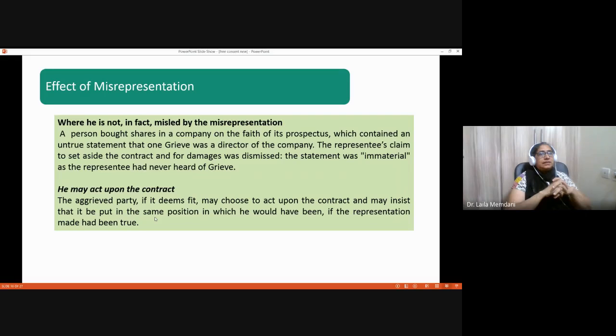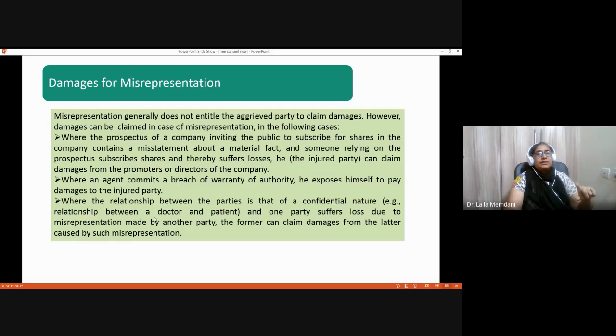Like one person was selling his internet cafe, and he says that there are 20 computers, all are working. He was under the impression that all the computers are in working condition. Now, the buyer, when he buys and checks, finds only 18 were working and 2 were not working. So he can ask the seller to get 2 repaired. That is, he must be put in the same position in which he would have been if no misrepresentation had been made.